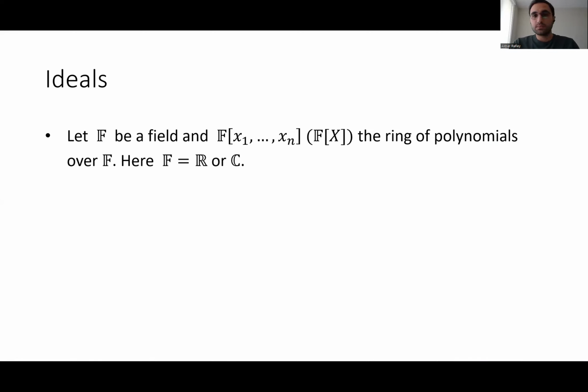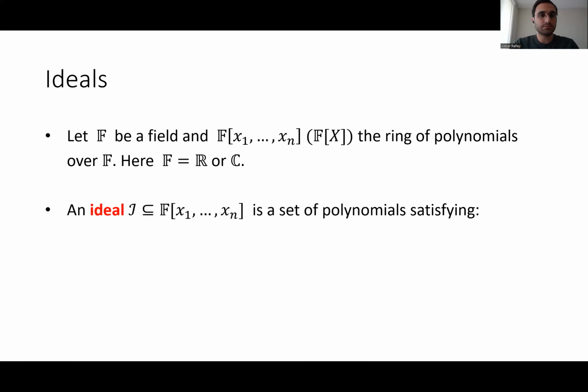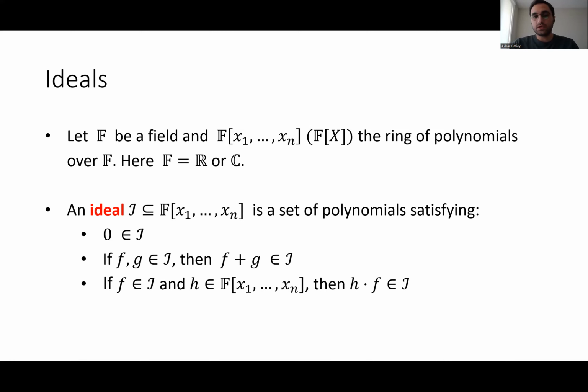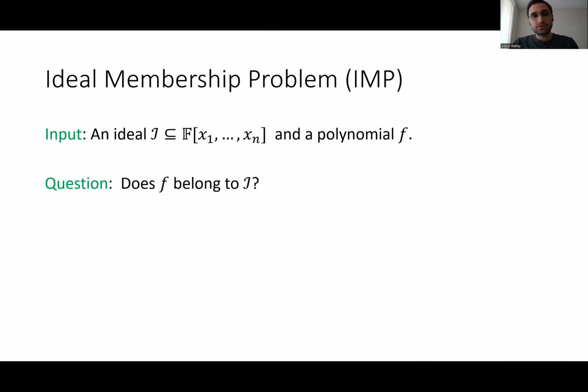Throughout this talk, we will be working with the ring of polynomials with coefficients from a field, let's say the reals or the complex numbers. An ideal is a set of polynomials that satisfies the following properties. First, 0 belongs to that ideal. Then the ideal is closed under addition. Third, it absorbs multiplication. The ideal membership problem asks the following. As input, we have an ideal and a polynomial f, and the question is, does f belong to the ideal?